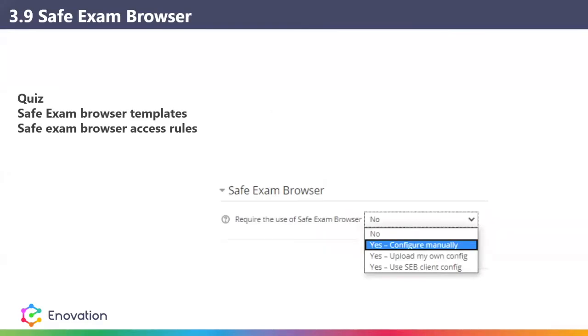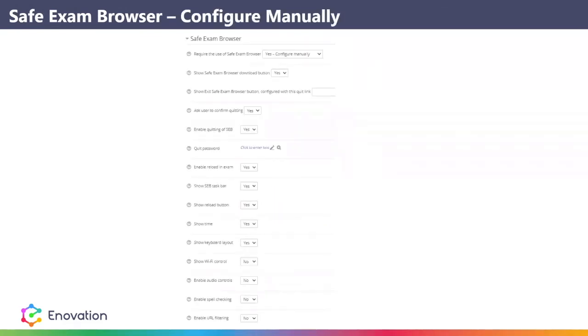Okay, so let's have a look at how to set it up. When you are setting up a quiz activity, there is a tab that is called Safe Exam Browser, and then you can decide if you want to configure the browser yourself. Do you want to upload an existing configuration or use a Safe Exam Browser client configuration? If you would like to configure it yourself, there are really quite a lot of options to choose from.